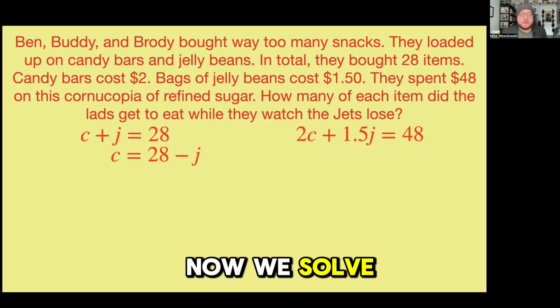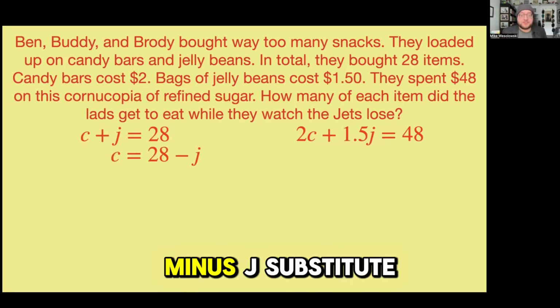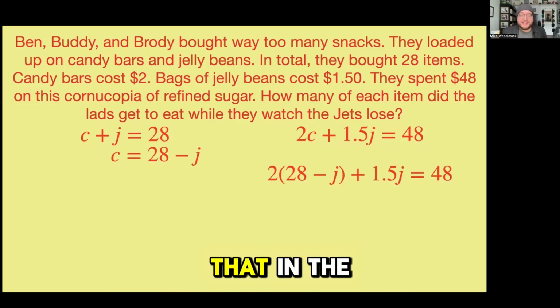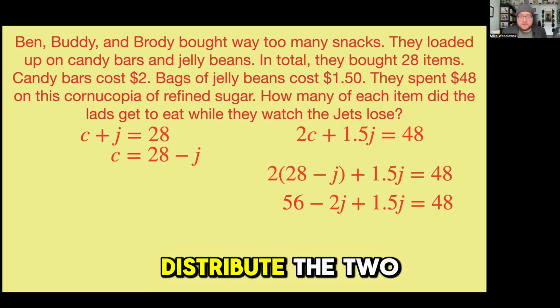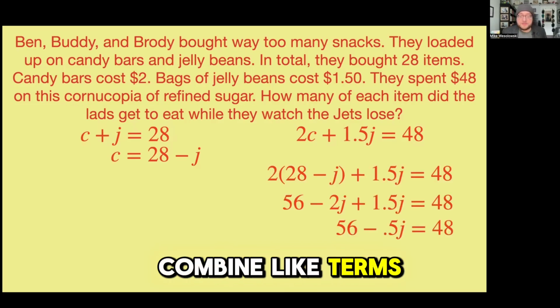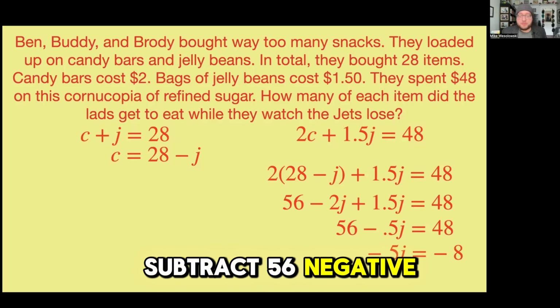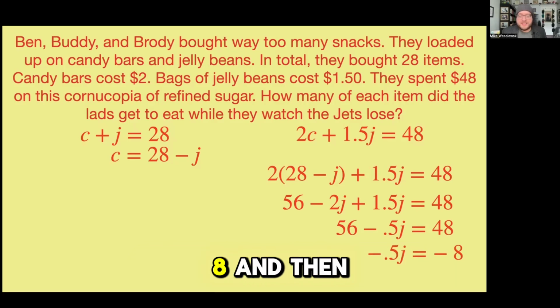Now we solve. Isolate C in the first equation. C equals 28 minus J. Substitute that in the second equation. Distribute the 2, combine like terms, subtract 56: negative 0.5J equals negative 8, and then divide by negative 0.5, or multiply by negative 2, to get J equals 16.